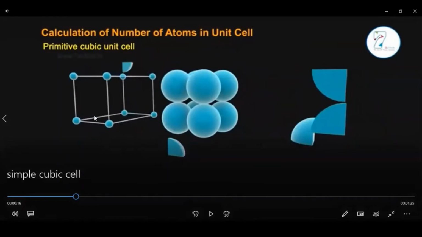This is the diagram which I have shown in the left side. So that's a cube, and this is how this cube is formed. 1, 2, 3, 4, 5, 6, 7, 8. By these 8 atoms, this is formed. All right. Pay close attention to these quarter pieces. You see this quarter piece, and all, right?